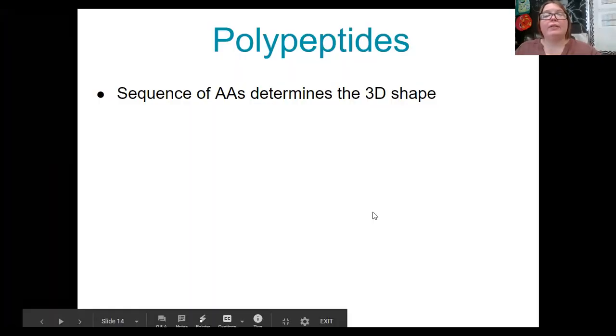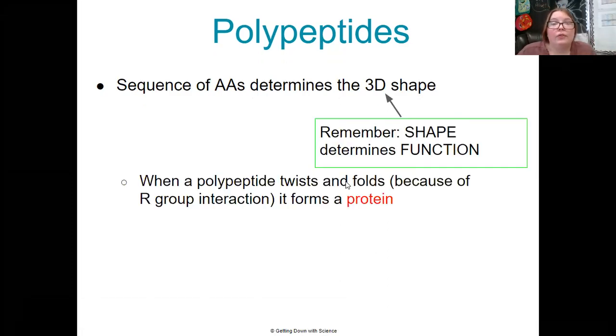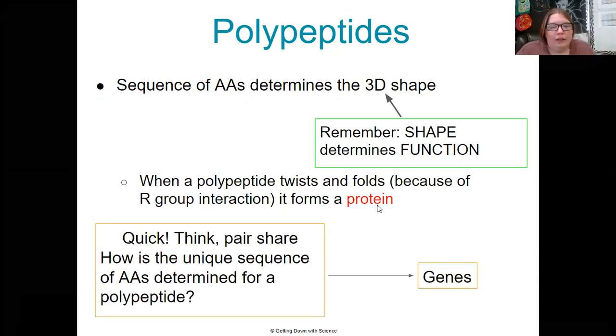Okay, so the sequence of the amino acids is going to determine that. All right, remember, shape equals function. Super, super important. When a polypeptide twists and folds because of the R groups interacting, it forms a protein. Remember, some of them are going to be hydrophobic and they're going to want to hide inside the molecule. So they're not going to want to face out, and that's what makes it fold and twist like that. Okay.